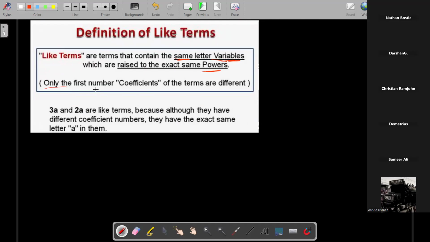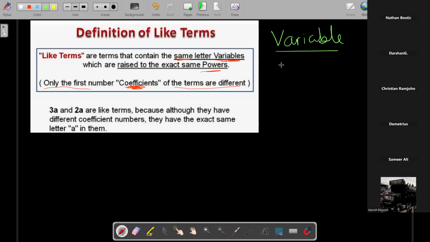Only the coefficients of the terms are different. 3a and 2a are like terms because although they have different coefficient numbers, they have the exact same letter a in them. So this is extremely important. Like terms are terms with the same variable.